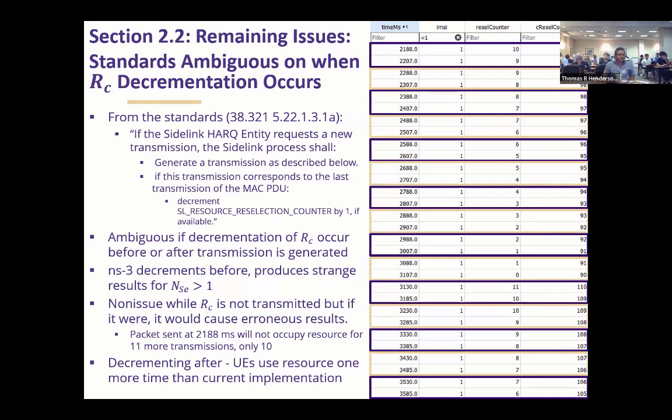But some have proposed that RC be included in the SCI to enable certain enhancements to SPS. In this case, it should be clear that having otherwise duplicate packets with different reselection counters is problematic. If you wish to fix this issue, the simple fix is to change where the decrementation of RC occurs in UE MAC.